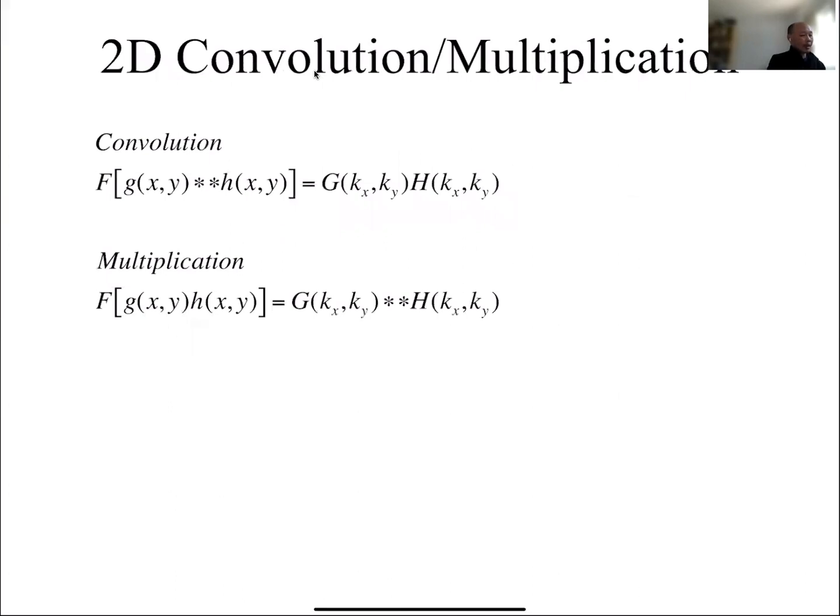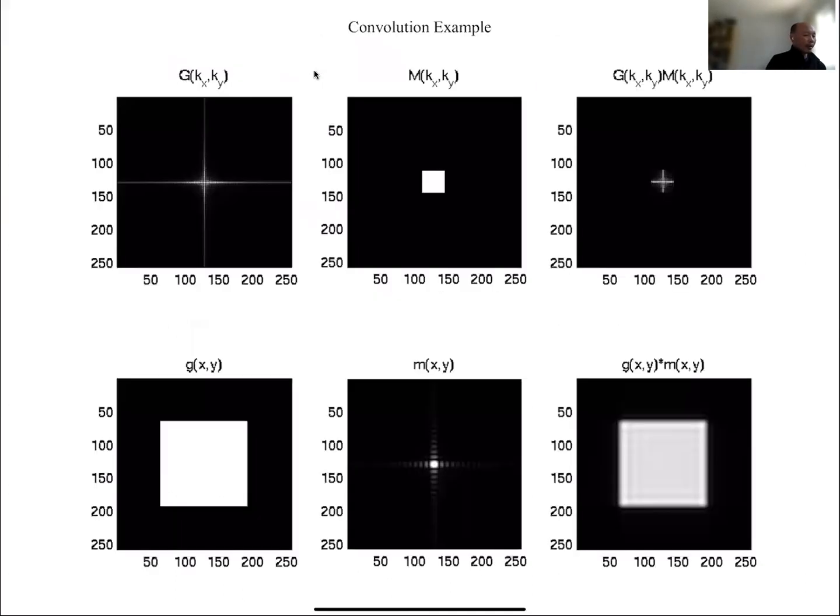So I did this in 1D. I can also do it in 2D. And I believe this is probably the last slide, which is a convolution example. So essentially, this is my object here, okay? And this is its impulse response. And if you remember from last time, if I take this and convolve it with this, then this is just going to give me a blurry version of the original object. So this is blurred out.